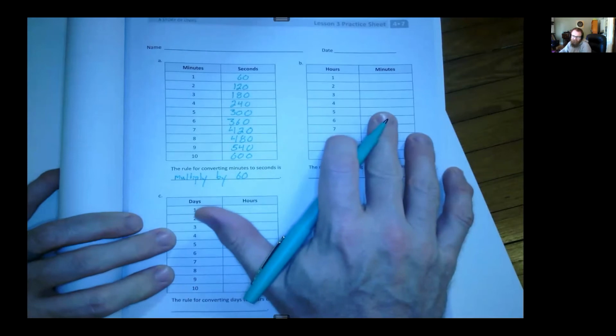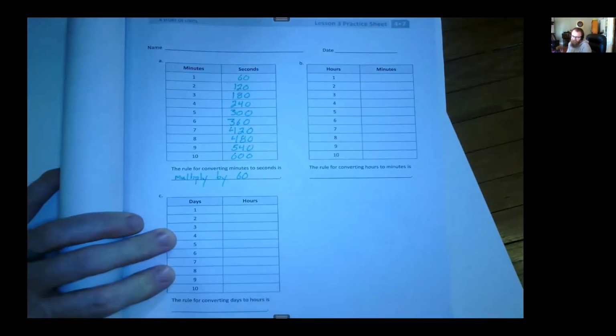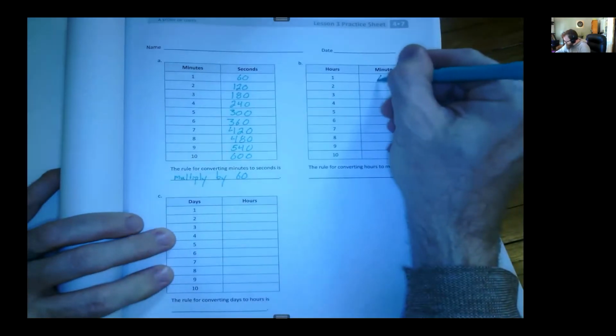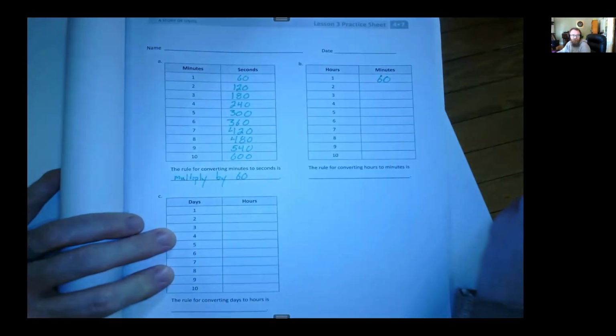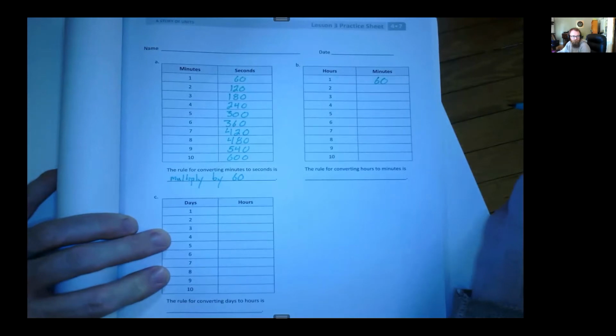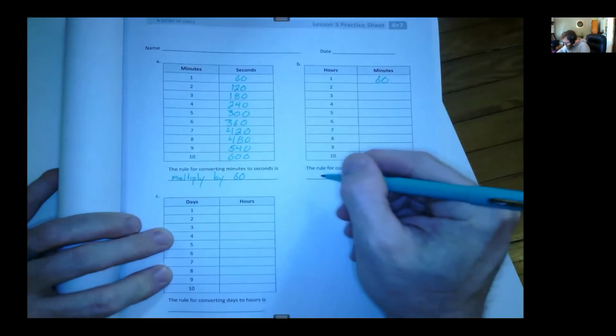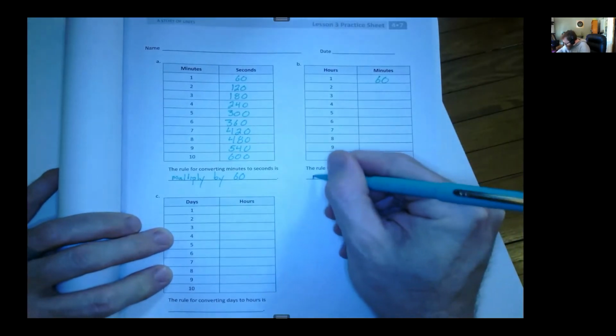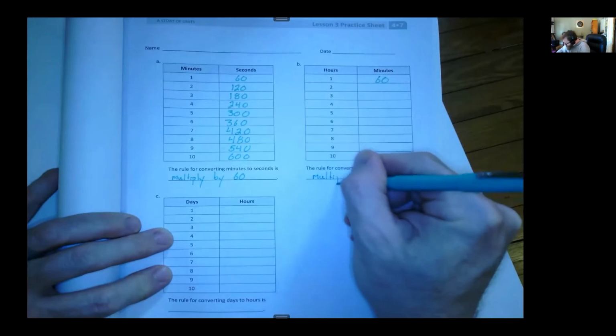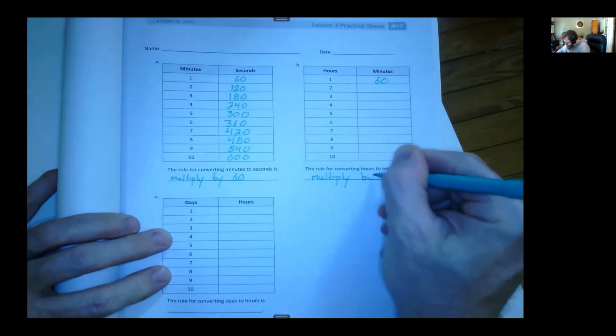Hours to minutes, it's the same thing. There are 60 minutes in an hour. So this table, in terms of numbers and the rule, is actually going to look exactly the same. To get from hours to minutes, you multiply by 60. So this table is actually going to look the same in terms of the numbers that we add to it now.